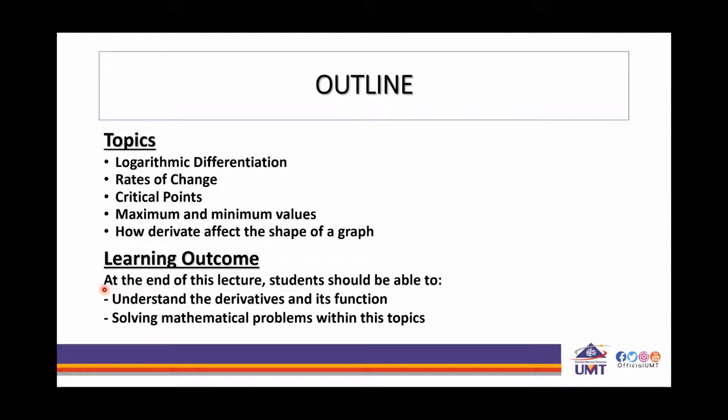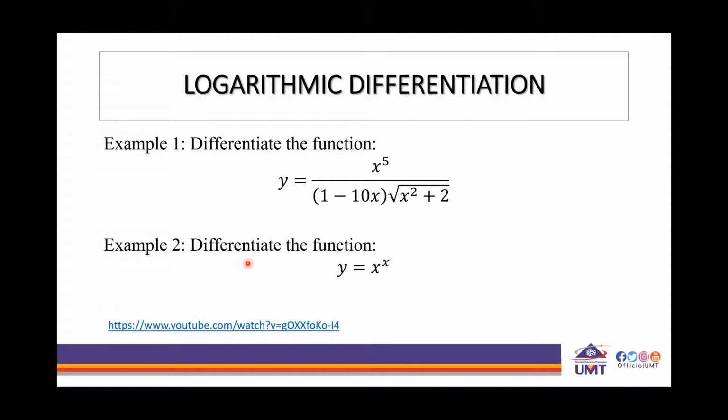If we are going to have a look at integration, that is all about area or volume. That is the integration part. But in differentiation, it's all about the graphs. All right. So at the end of this lecture, students should be able to understand the derivatives and their function, and also solve mathematical problems within this topic.